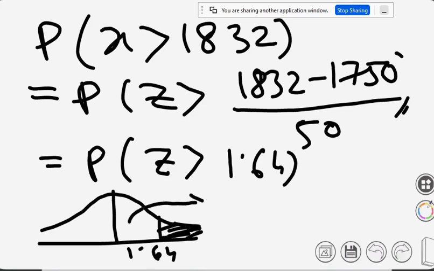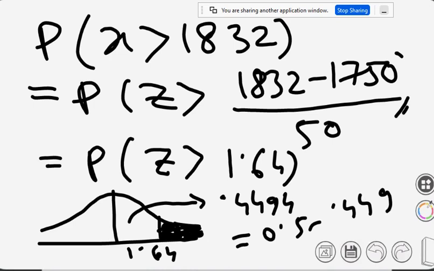So this point is 1.64. What was this area, which we saw a little while ago? 0.4494. So this area will be how much? 0.5 minus 0.4494. So that gives you 0.05 approximately. So that proves our result, that proves whatever is being asked in the question.